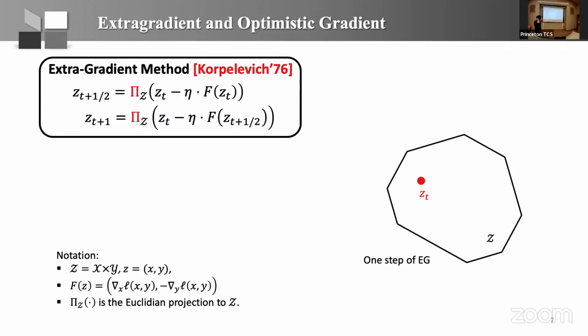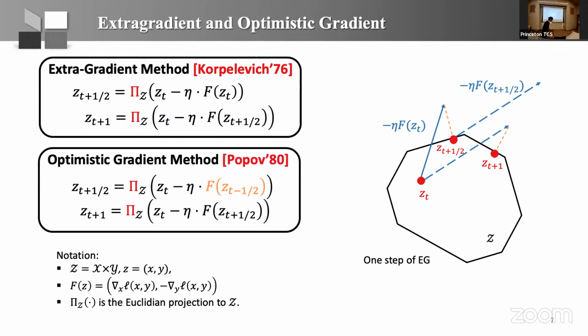So what does one iterate of the extragradient method look like? I start at zt, take a gradient step, and project it back to the set. Now I look at the gradient at this new point, this half point, and I update zt using this gradient at the half point, and then project it back. That's my zt plus 1. The reason I'm doing this half point is that what I really want is the gradient at zt plus 1, which I can't figure out, so I use this half point as an approximation.